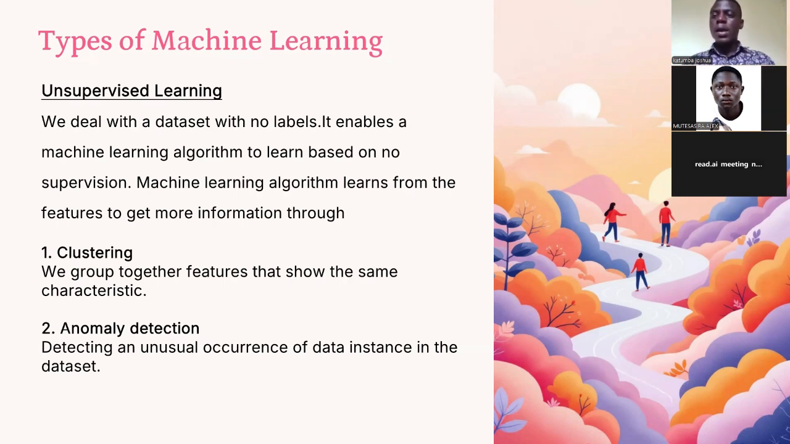An example of clustering can be, let's say you entered a class, and you wanted to know people from the Eastern region, Western region, Southern region, Central region, and the Northern region. You can base it on the languages they speak. If someone is good at Luganda, you can tell that this person most likely grew up in the Central region.